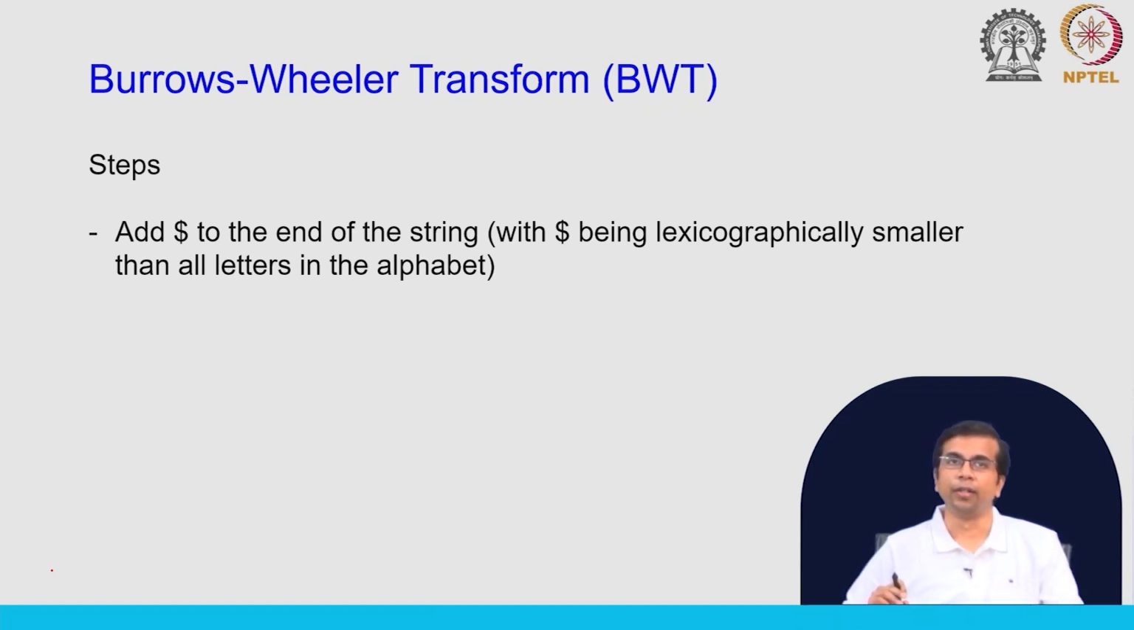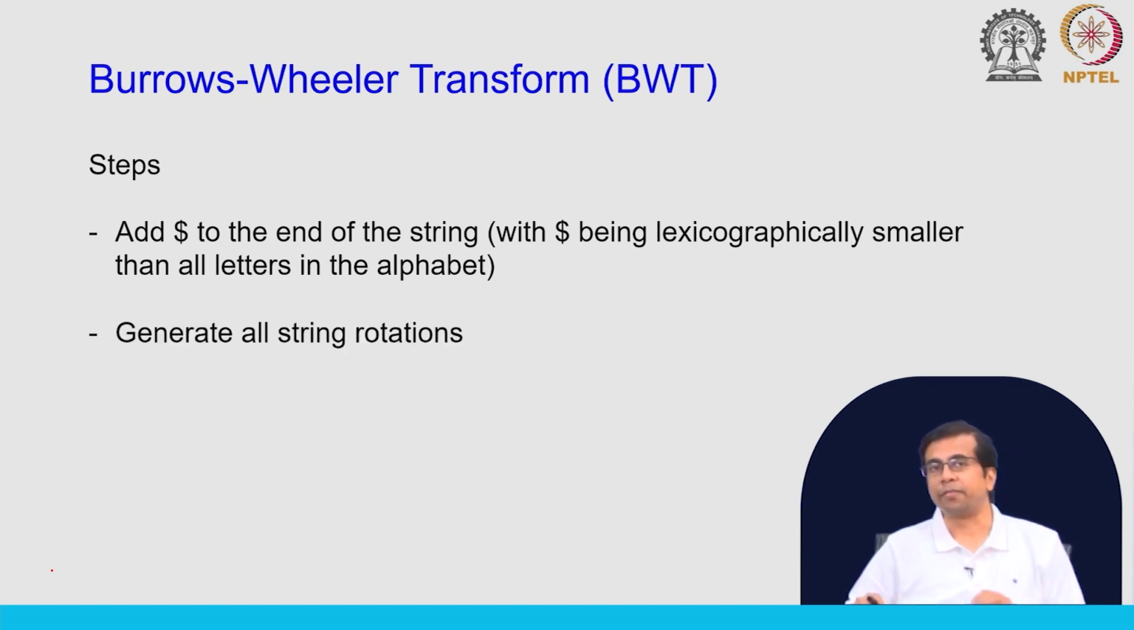The first step is to add a dollar sign to the end of the string. If you are taking a reference genome or reference sequence, we add this dollar to the end, with the assumption that dollar is lexicographically smaller than all letters of the alphabet. Especially if you have A, T, G, C, dollar is smaller than those. So, when you do sorting, dollar will come first. It hints that there would probably be a sorting step later on.